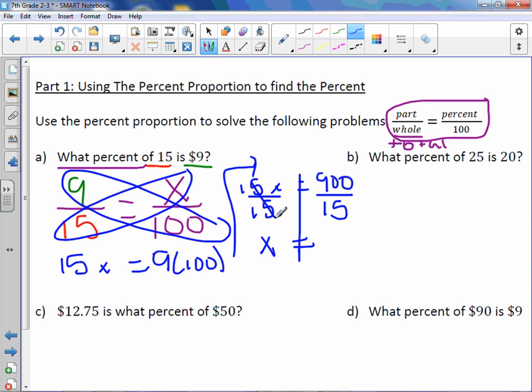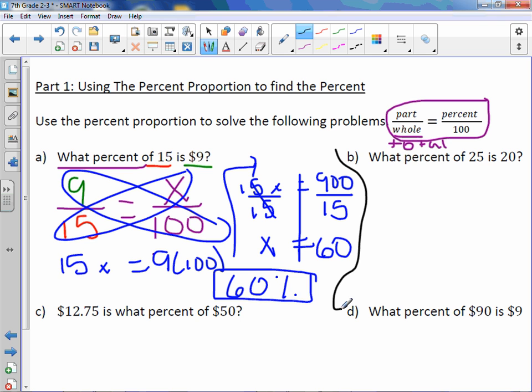Well, let me do 15 into 90. 15, 30, 45, 60, 75, 90, that's 6, which means 60. So our answer for letter A is 60%. Please make sure you put a percent symbol if you're looking for a percent. Okay? Letter B.